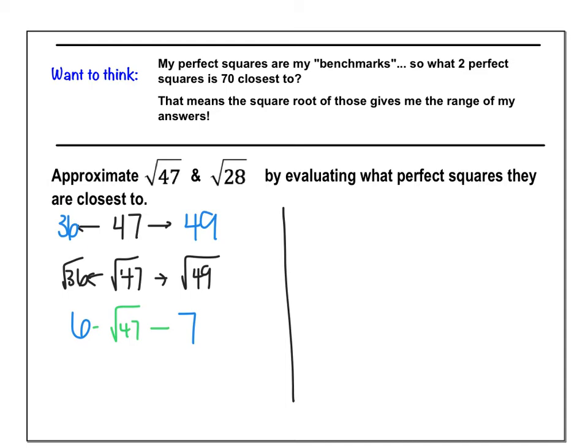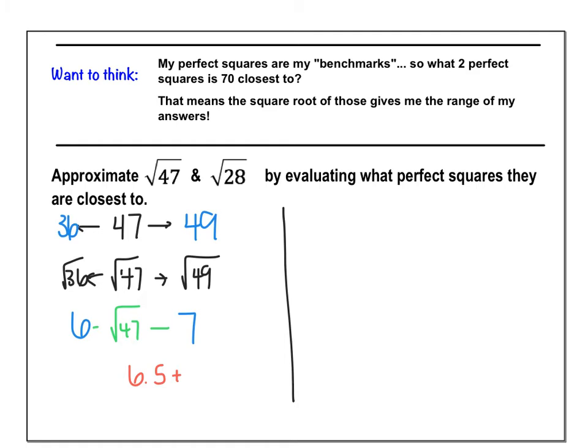Since 47 is closer to 49 than it is to 36, we would guess that the square root of 47 would be closer to 7 than 6. So maybe something like 6.5 or above, if we wanted to be more specific, but we don't have to.